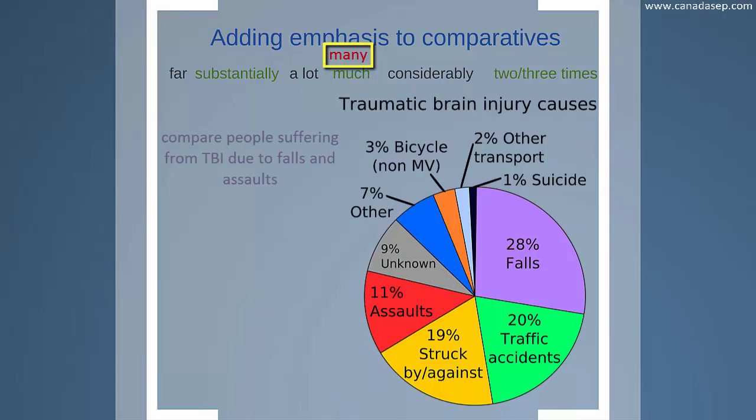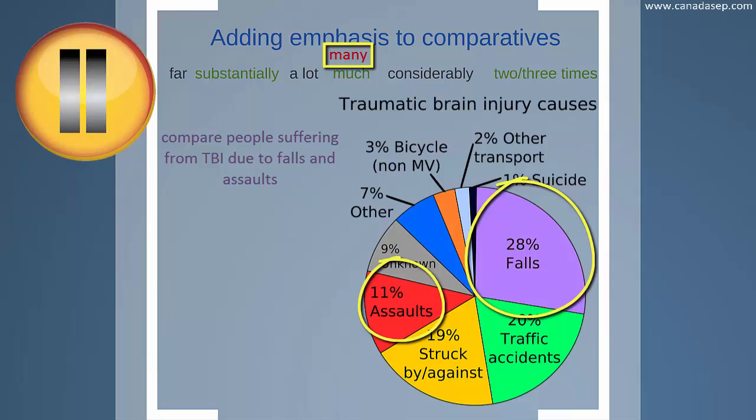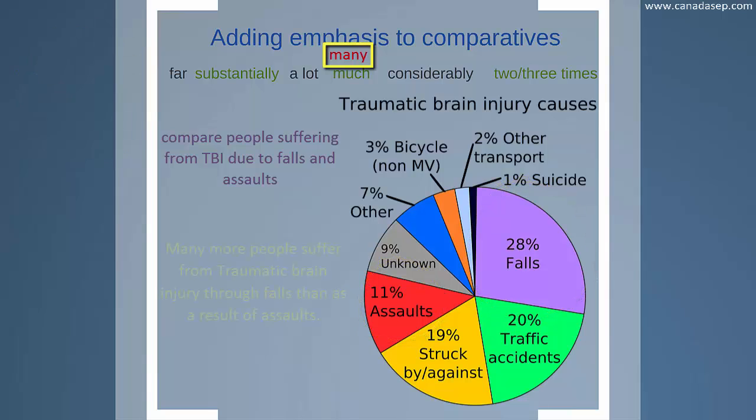In this one, compare people suffering from TBI due to falls and assaults. Pause it, please. Many more people suffer from traumatic brain injury through falls than as a result of assaults. Here, because people is countable, we say many more and not much more.